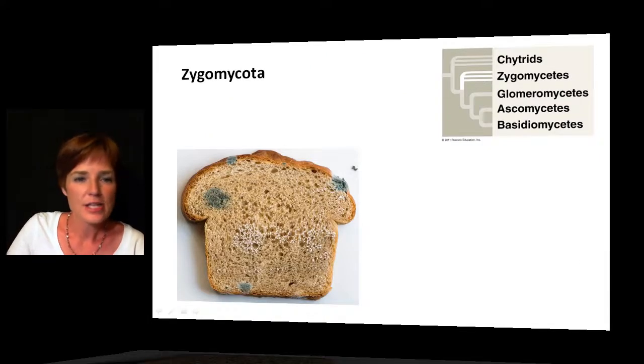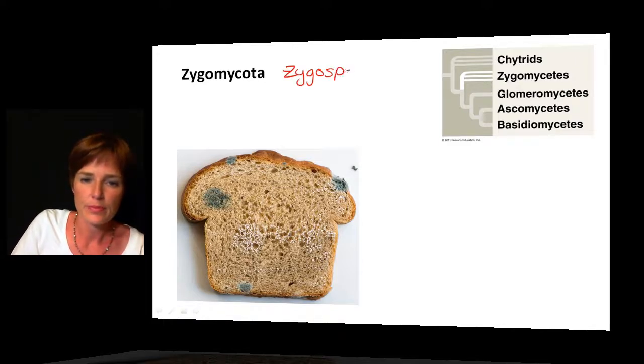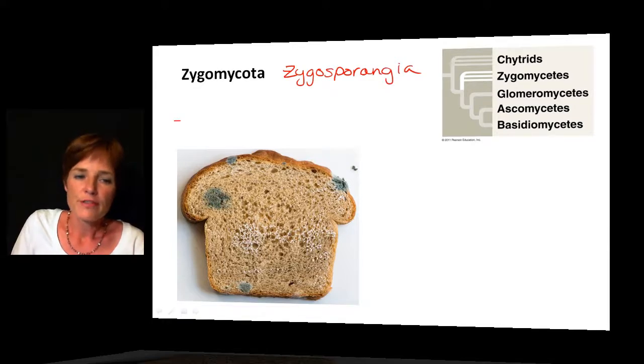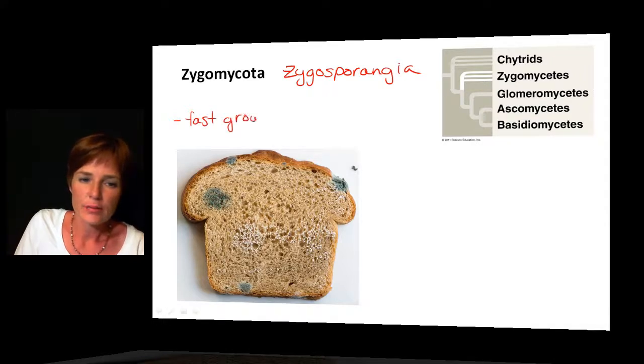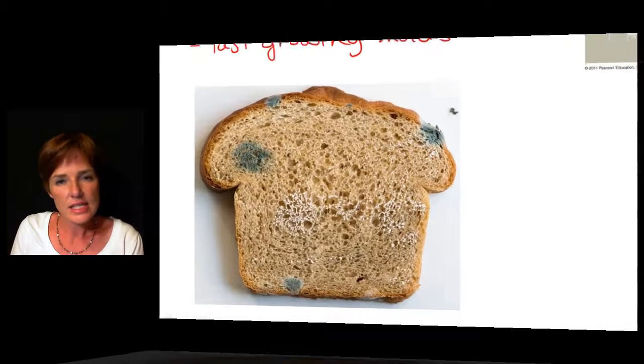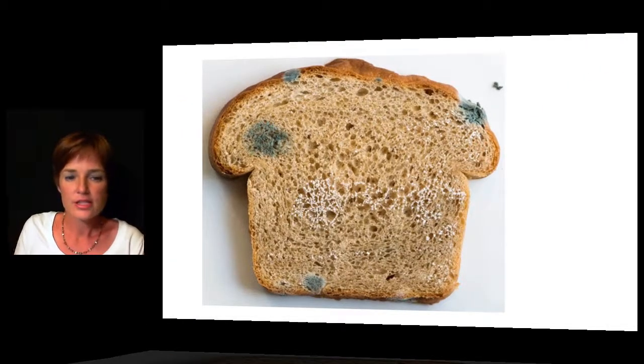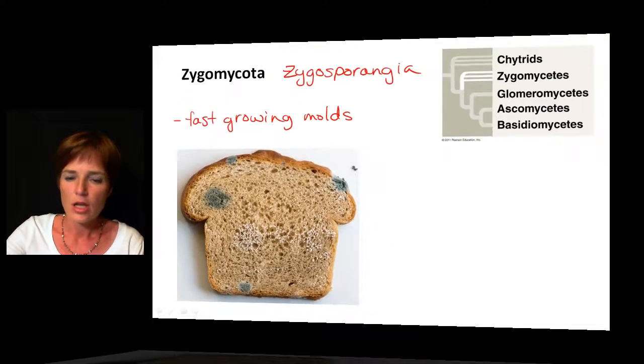The Zygomycota is most noted for a structure called a zygosporangium. Okay, so that's where the name comes from. What you're going to find is that this group includes a lot of very fast-growing fungi, and we're going to call these molds. You can see an example of that in this picture right here. This is black bread mold that you're seeing growing here, and they can appear very quickly, and within just a day or two, we would expect that this mold would be covering this slice of bread.